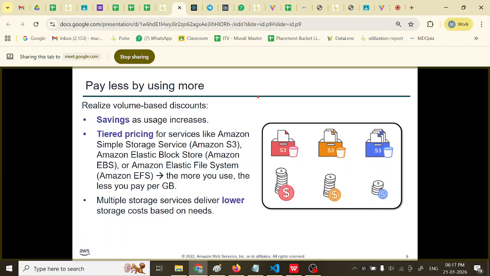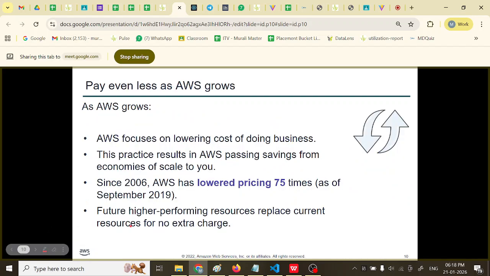Then pay less by using more. That is, you're saving some more when you use more. That is easy. One storage, you'll pay more. Two storage, you will pay less. Three storage, you will pay even less. So the more and more that you use, the more and more you pay less.